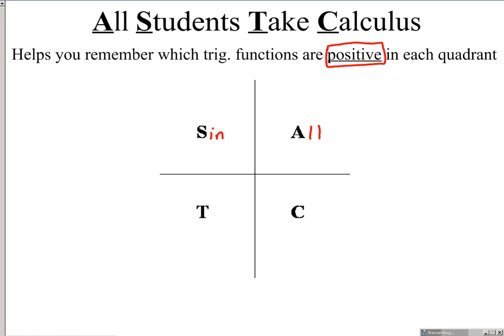Quadrant 2, the sine function is positive. Quadrant 3, the tangent function is positive. And quadrant 4, the cosine function is positive. So All Students Take Calculus, going the same order, starting in quadrant 1 to 2 to 3 to 4. All, sine, tangent, cosine. That is going to be key to what you're going to be doing in the next few sections.